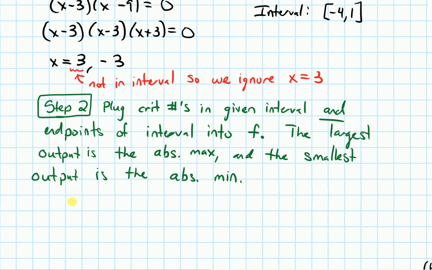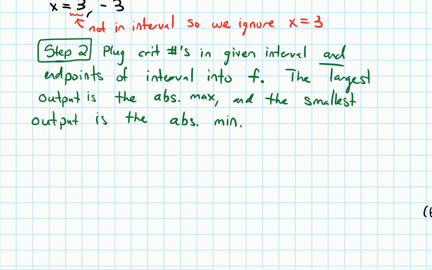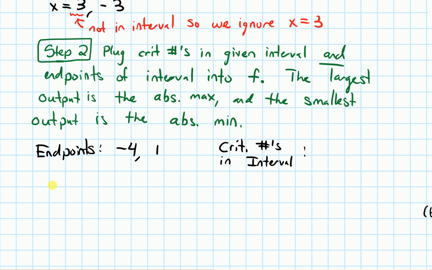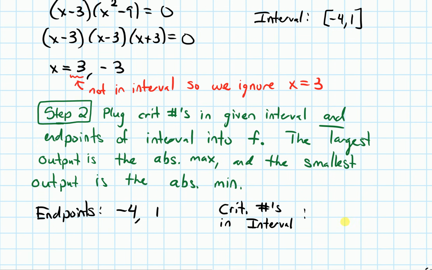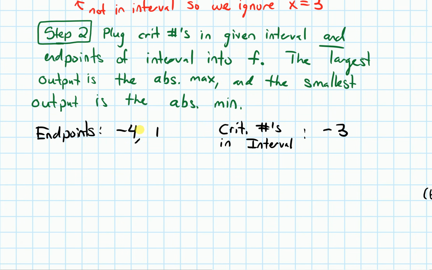Okay, so there's two types of points we're going to have to plug into the original function. We're going to have to plug in the endpoints of our interval. So the endpoints of our interval were -4 and 1. And then we're going to have to plug in any critical numbers in our interval. But we said that 3 was not in the interval. Only -3 is in the interval from -4 to 1. So we're only going to worry about the critical number -3. Okay, so step 2 says take these points now and plug them into the original function.